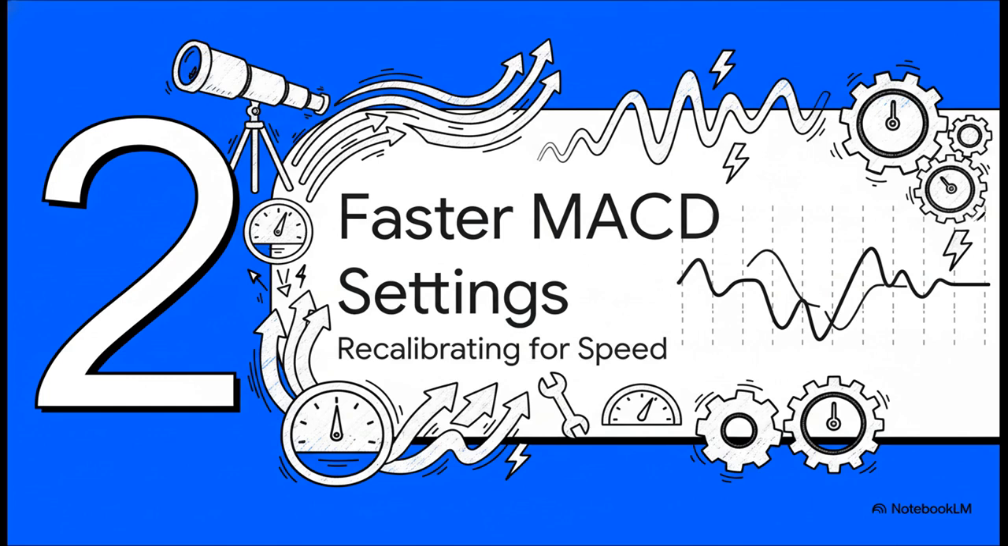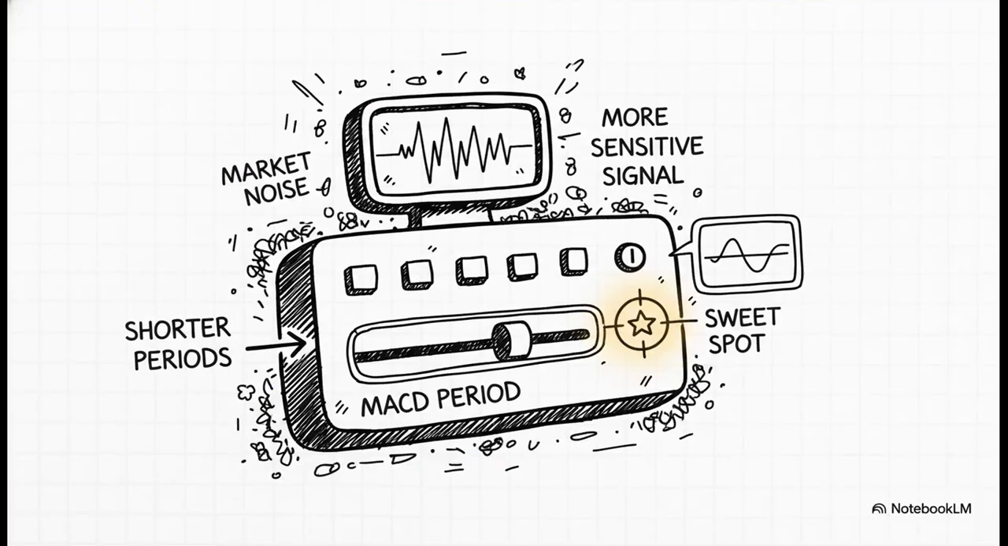Well, that leads us perfectly into our second section, unlocking faster MACD settings. It's time to stop just accepting the default and start actively recalibrating our tools for the speed and precision that we need. You know, the secret here is incredibly simple, but it is a total game changer. For day trading, you just need to think faster. That's it. Using shorter periods for your moving averages creates more sensitive signals. Our whole goal is to find that sweet spot, right? Where we get timely signals without getting completely overwhelmed by all the market noise.